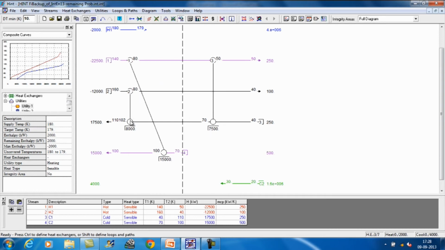Now, then we have to put heaters and coolers, because 2 heat exchangers are left. So, let us put a heater, which is obviously to be put between the H1 and the stream number 3, because this temperature is 102, it has to be brought to 110 degrees centigrade. So, heating is required.